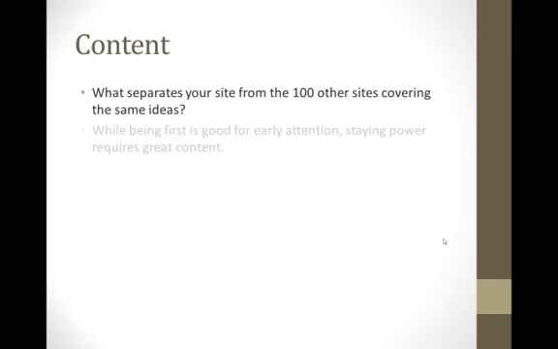And you can do this in some ways by having great content. You can be the first one out there, and sometimes that is very powerful to get early attention. But if you want them to stay, if you want it to grow, you've got to have great content.